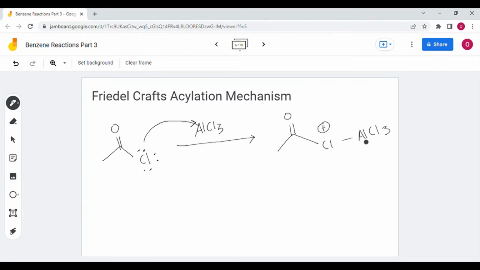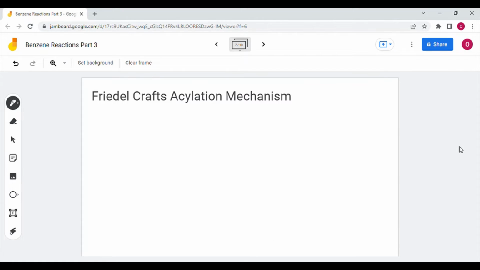Now in order to get rid of this plus charge, this electron here is going to go to the Cl, thus forming this new molecule now. We have a plus charge here in the central carbon, as well as ClAlCl3. So very similar to all the other benzene reactions we've done, the last two steps is doing some kind of nucleophilic attack as well as some kind of elimination reaction.